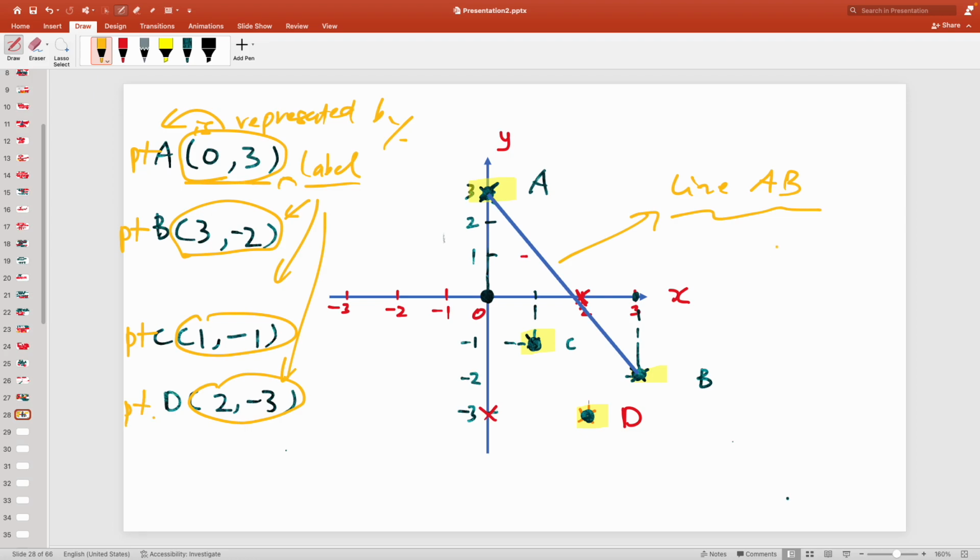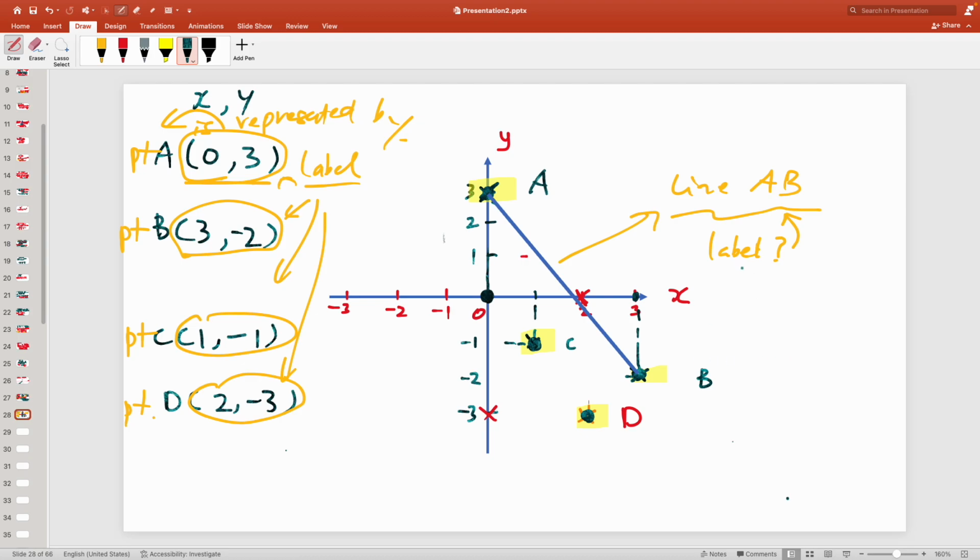So do you think that a line also needs a label? Do you think this line AB needs a label? Yes. So how do you get this label? First thing first, do you know how to get the label for point A? Yes, the x and y coordinate, right? So a line also needs to have a label. Does it make sense now?